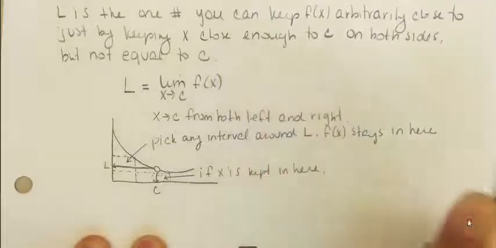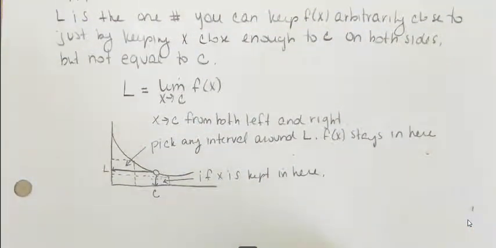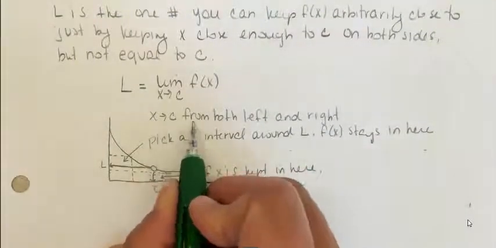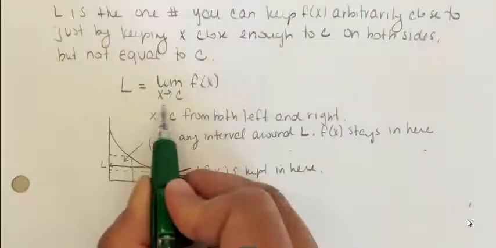There will be times when you just take one-sided limits, but for right now, the definition of limit for us is on both sides. So x approaches c from both the left and the right. That's what this notation right here means.